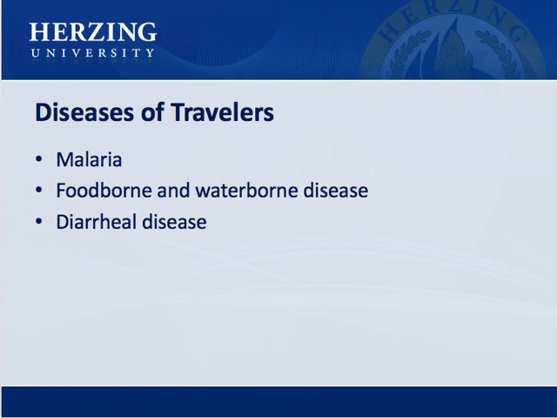Diseases of travelers. Individuals traveling outside the United States should consult with public health agencies or other knowledgeable sources to learn which diseases are prevalent and what precautions should be taken. Some of the common infectious diseases that can affect travelers are malaria, foodborne and waterborne diseases, and diarrheal diseases.